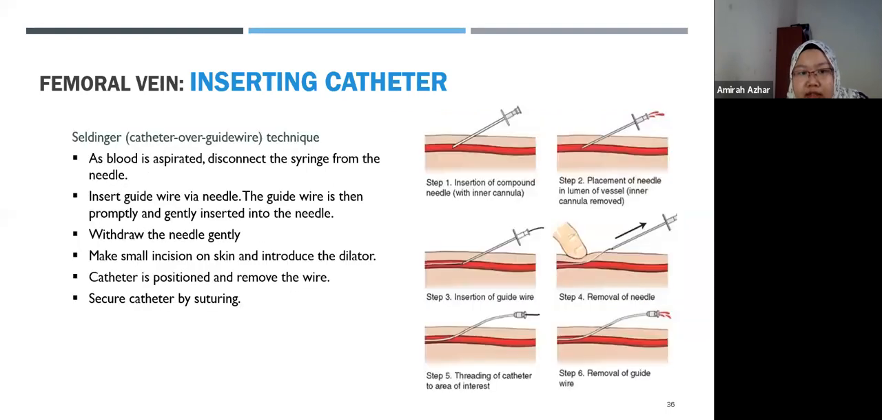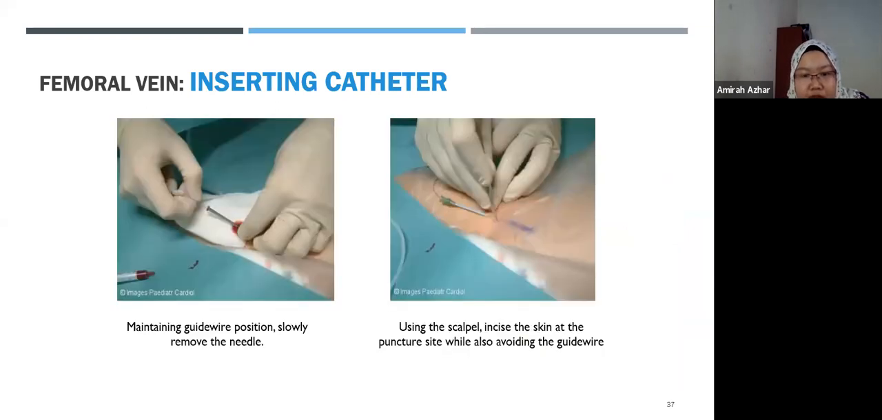Okay, next. In central line, you use the Seldinger technique. Basically, it's the same as for the PICC. As you aspirate the blood, you disconnect the syringe from the needle as in step 2. And then in step 3, you insert the guide wire. Okay, let's look more closely at the next slide. When you insert the guide wire, you now want to remove the needle while maintaining the position of the guide wire. And then you take a scalpel and make an incision while avoiding the guide wire.